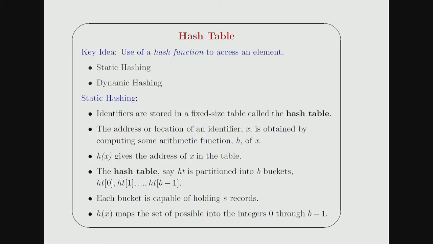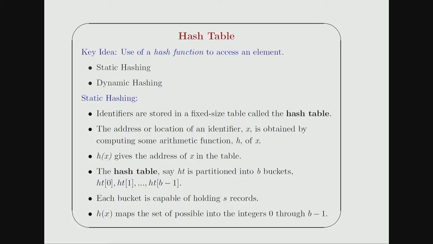The hash table is partitioned into what we call B buckets, and each bucket can hold a set of S records. So, the total number of items that can be stored in a hash table is SB, and h of x is a function that maps the set of possible items into integers between 0 and b minus 1. The key can be anything, any kind of string for that matter.